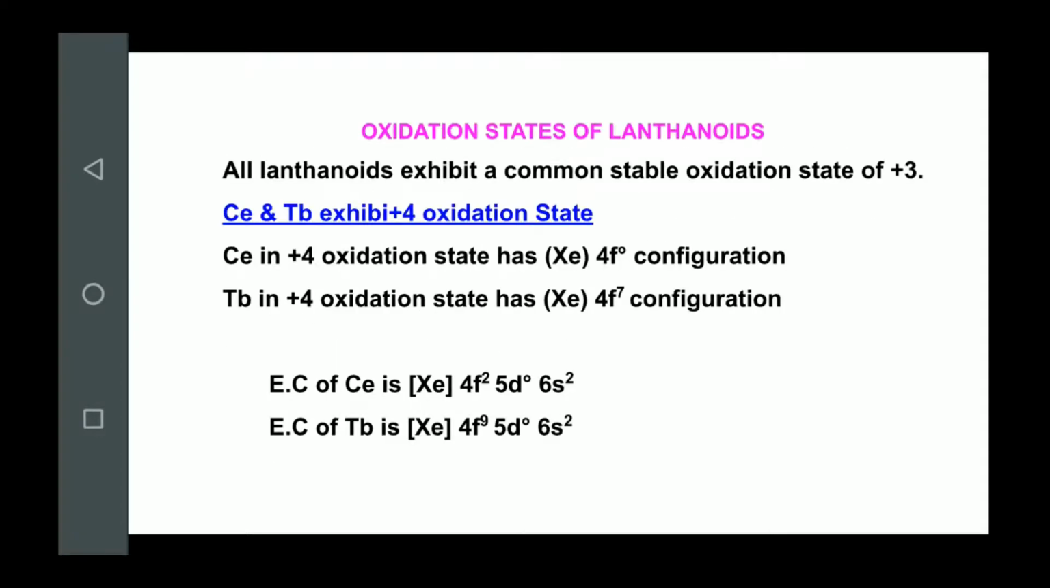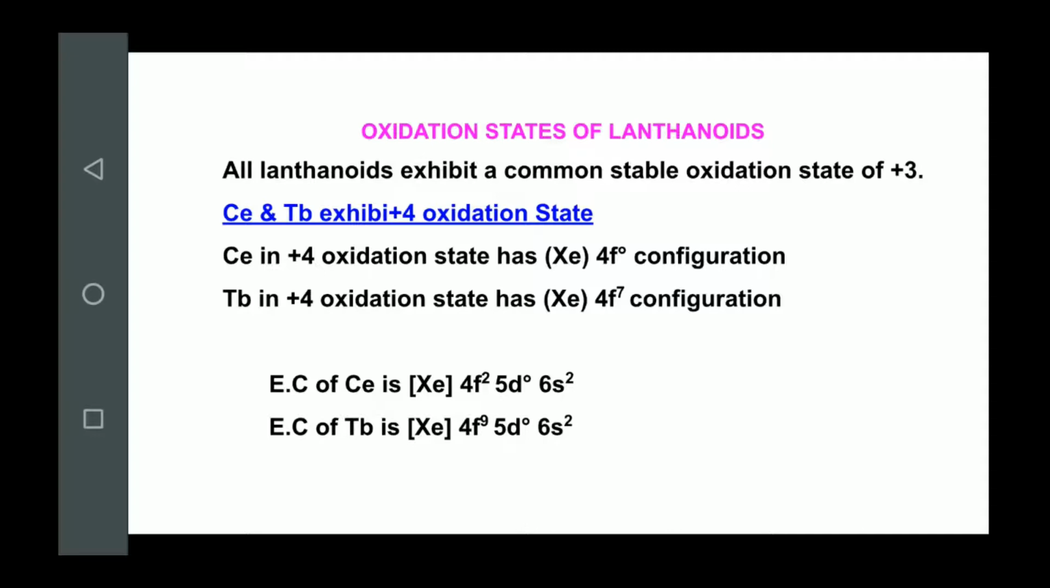Now, oxidation states of lanthanoids. Remember, students, all lanthanoids will exhibit the +3 oxidation state. Apart from the +3 oxidation state, a few of the lanthanoids will also exhibit some other oxidation states. For example, cerium and terbium exhibit the +4 oxidation state. +4 means loss of 4 electrons. They are stable by losing 4 electrons.